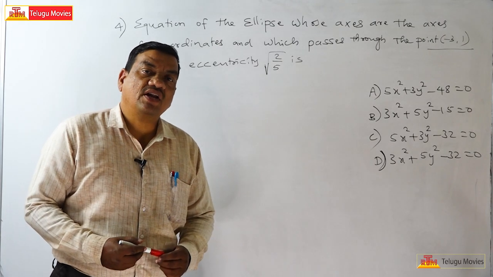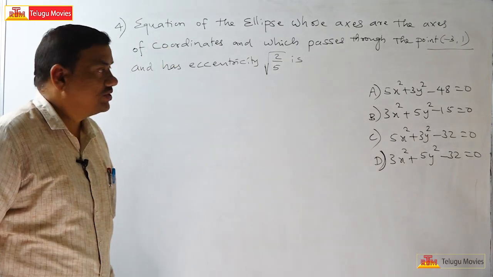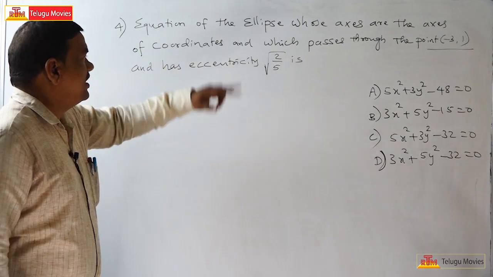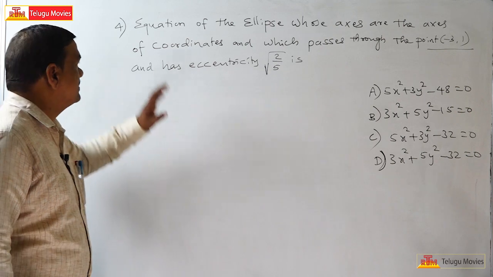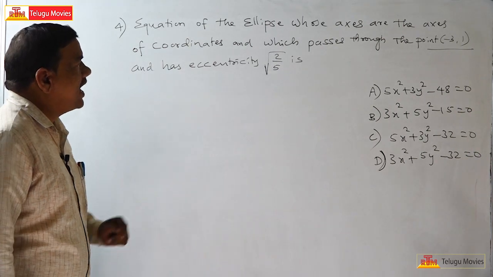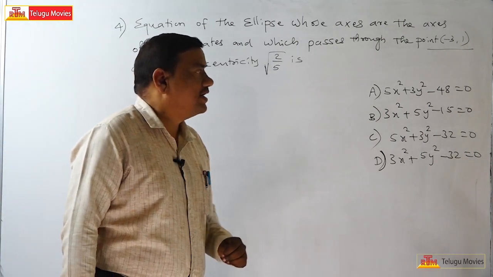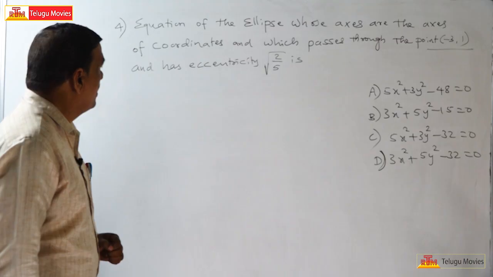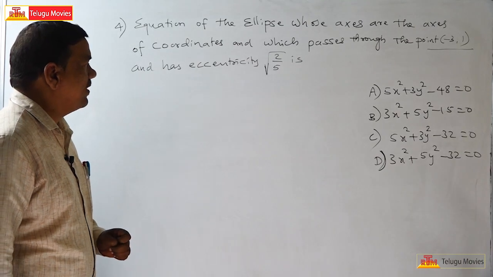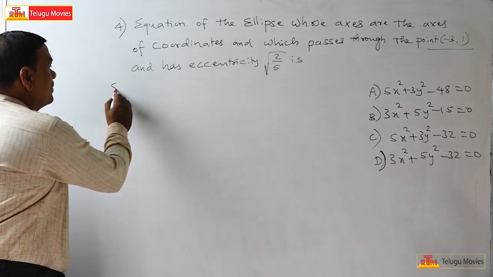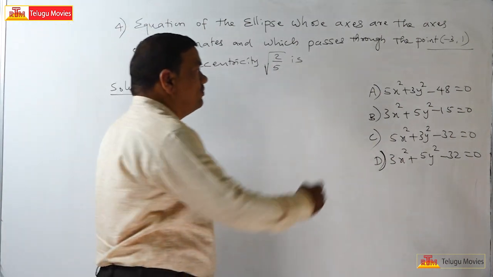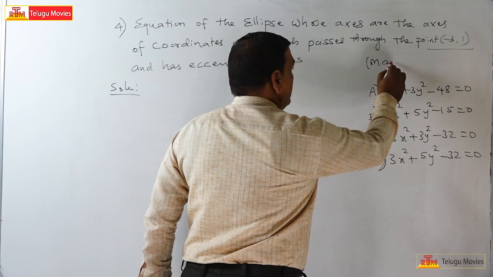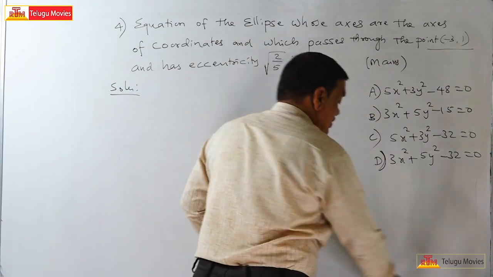Hi students, welcome to this problem. So first read the problem. Equation of the ellipse whose axes are the axes of the coordinates and which passes through the point (-3, 1) and has eccentricity root of 2 by 5 is. Okay now. So it was asked in one of the mains examinations.